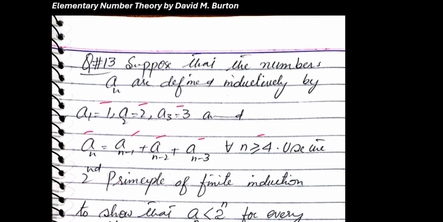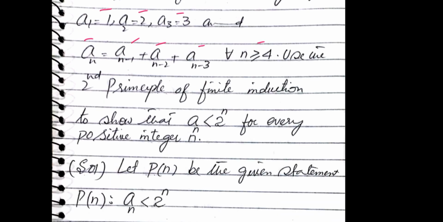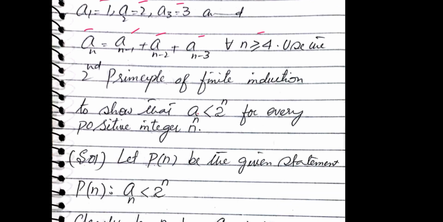Use the second principle of finite induction to show that the nth term a_n is always less than 2 raised to power n for every positive integer n. Suppose the statement is denoted by P(n), that is, P(n) is a_n less than 2 raised to power n.